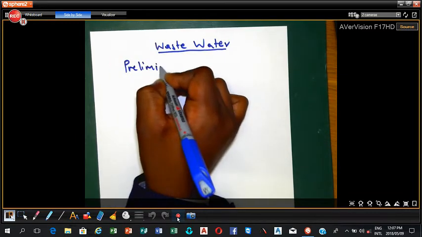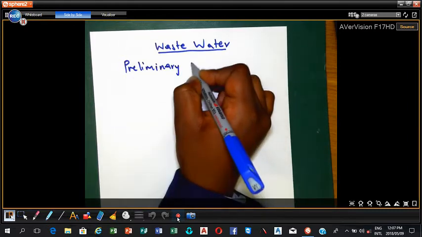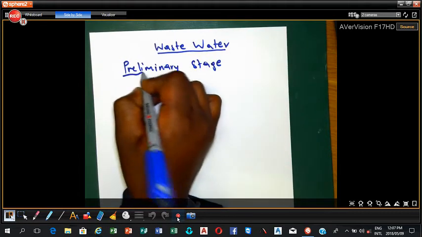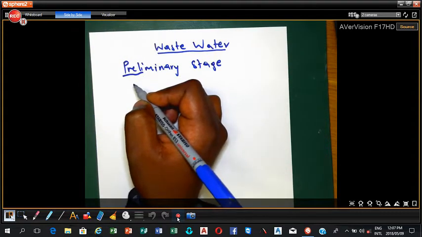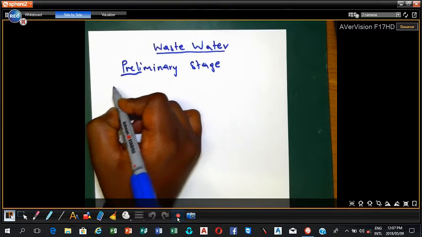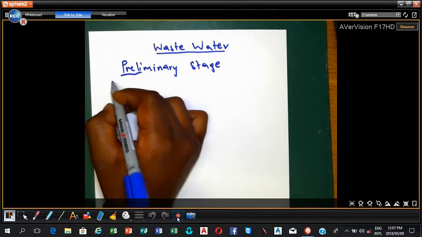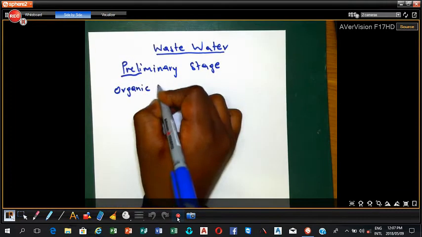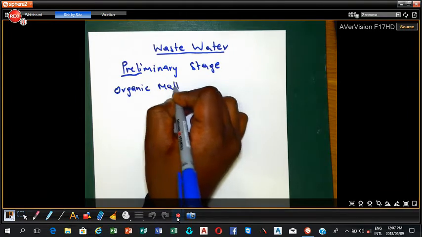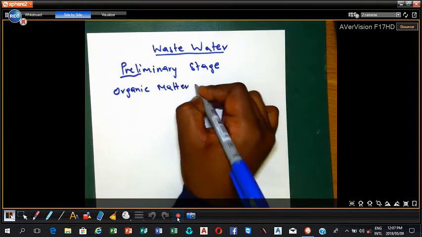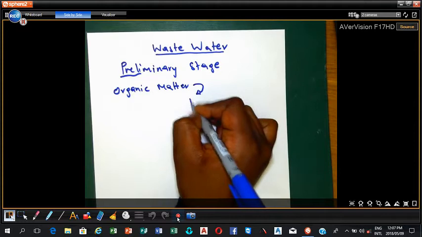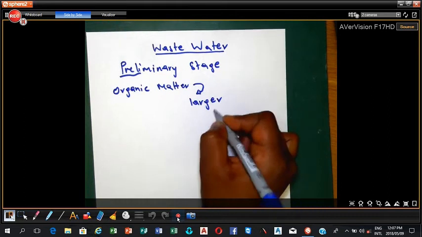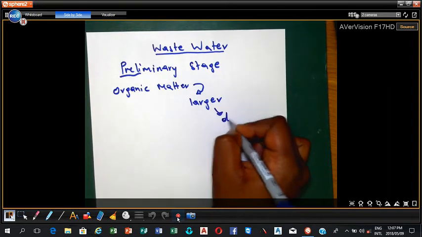Now, when you speak of the preliminary stage, you are referring to a stage whose main significant purpose is to remove your organic matter. Now, the organic matter that you are removing is the one that seems to be large enough not to be disintegrated.